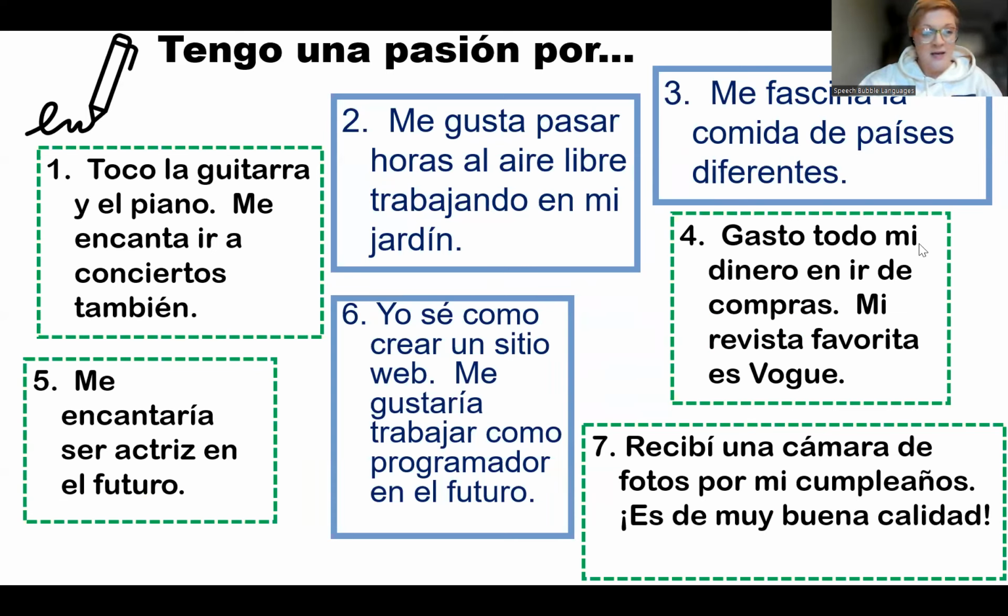Muy bien. Número cinco ahora, number five. Me encantaría ser actriz en el futuro. There might be a couple of options you could say here. Tengo una pasión por el cine, or perhaps tengo una pasión por el teatro. It depends what sort of actress or actor the person wants to be when they're older in the future.